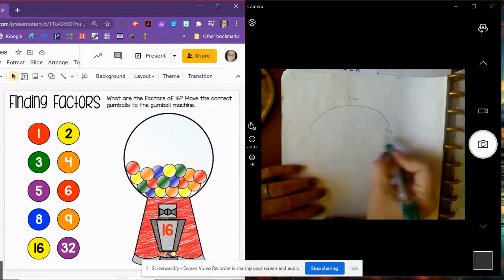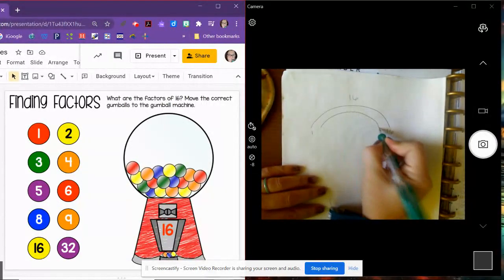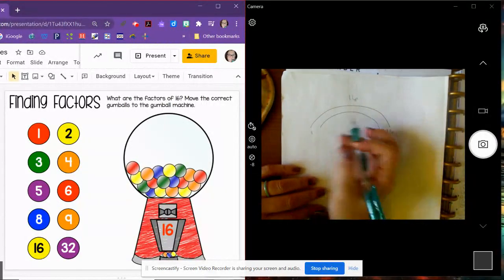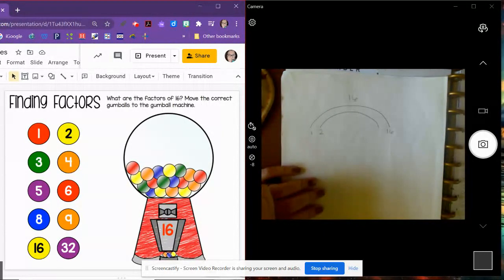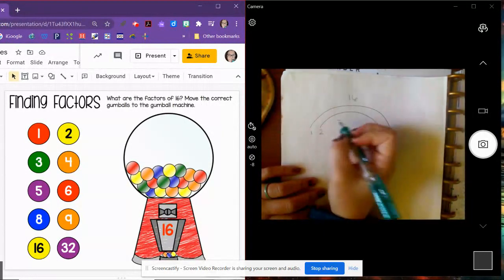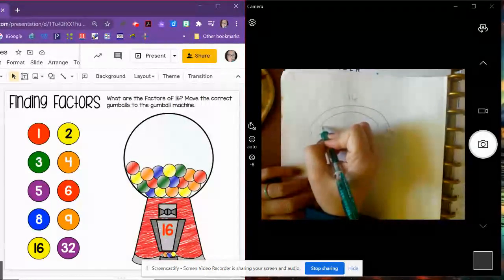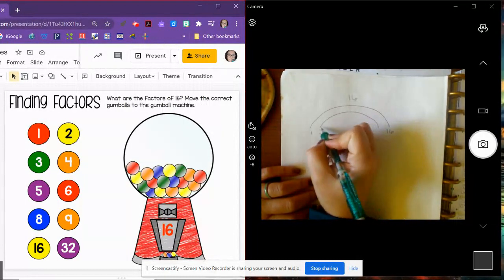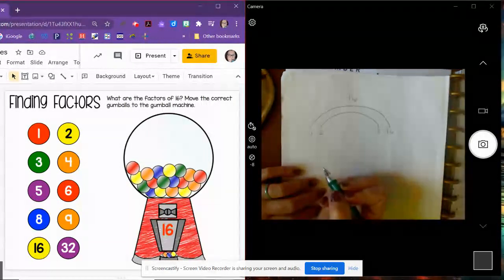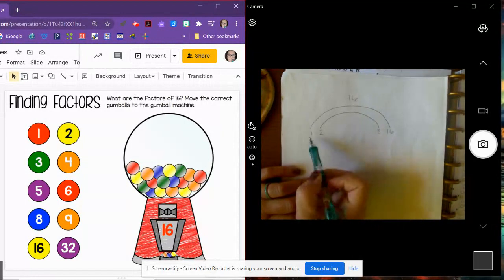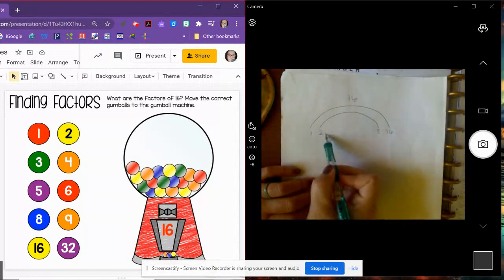So we know we always start with 1 and 16. Then we do our next arc. We know that this is an even number, so therefore 2 has to be a factor. So we're going to put our 2. And if I use my multiplication chart or just know my math facts, 2 times 8 is 16. So I'm going to put my 8 over here. So our factor pairs so far are 1 and 16 and 2 and 8.